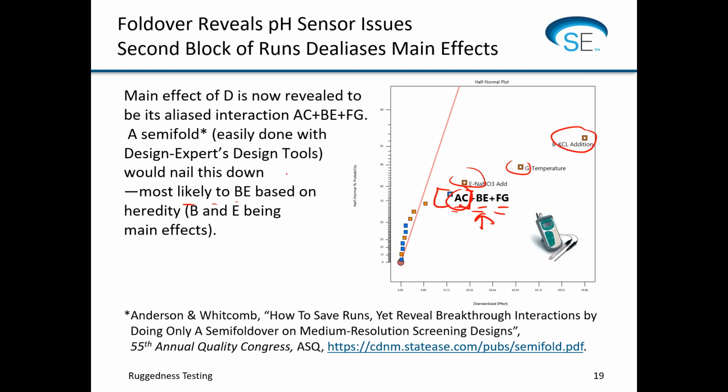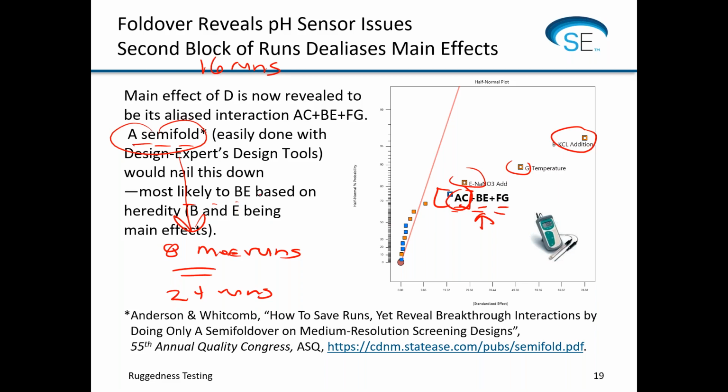It turns out that we can then fold over again, but we're going to do what's called a semi-fold, which is only a half fold over. So you start off with 8 runs, you build it up to 16 runs, and then you do a semi-fold and you add 8 more runs, and the total then becomes 24 runs. And when you do that, you de-alias the two-factor interactions.